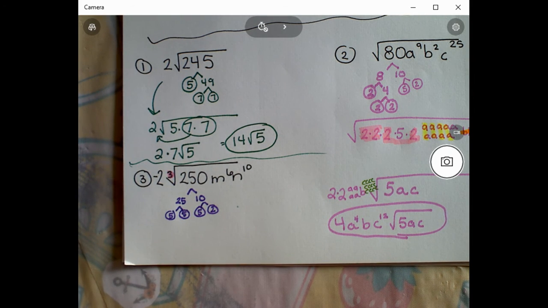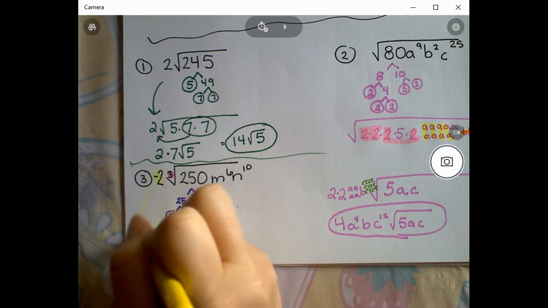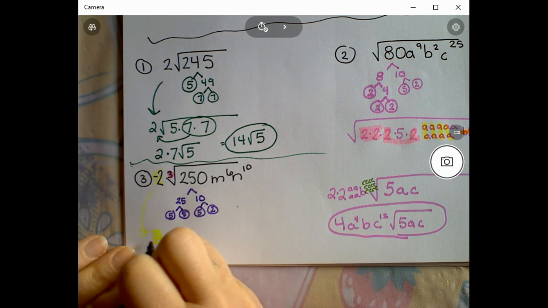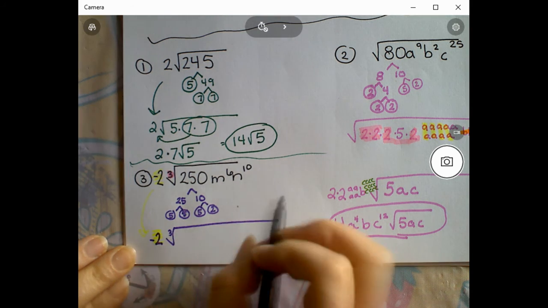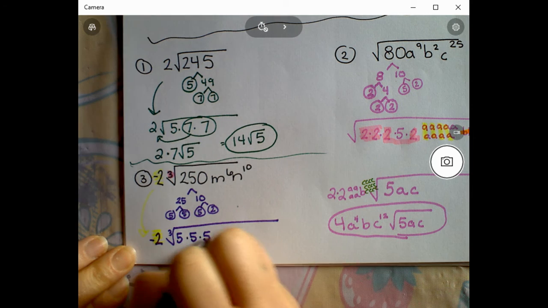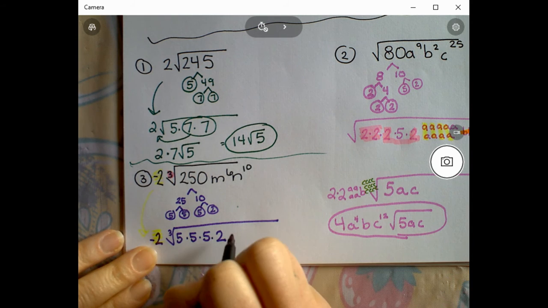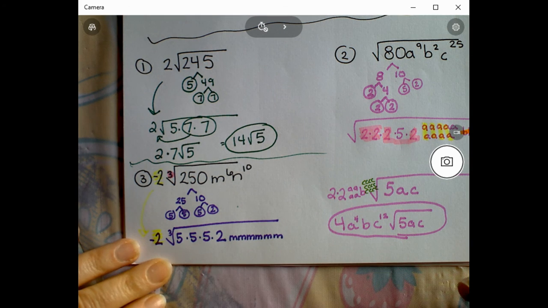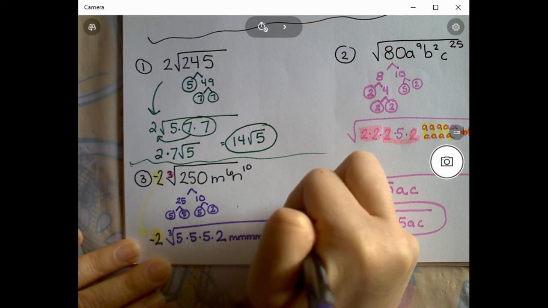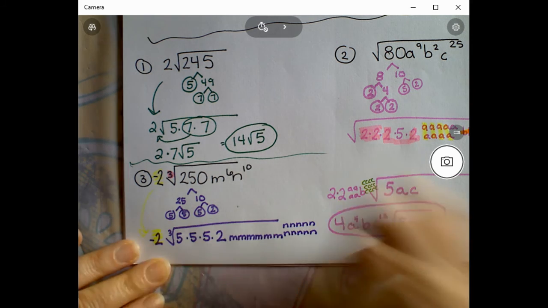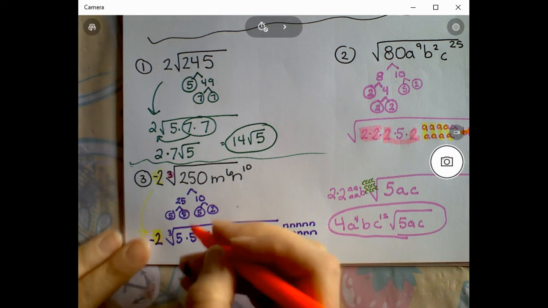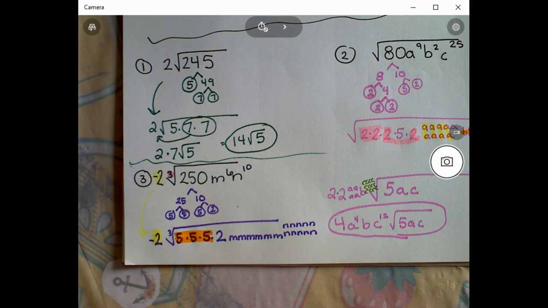Oh, that was easier than I thought. All right, don't forget that this -2 comes along for the ride. All right, so we have that -2 from the beginning and all of our stuff. 1, 2, 3, that's all those. And we have 1, 2, 3, 4, 5, 6 M's and 10 N's. All right, this time is different. We're going to be pulling out groups of 3 of the same. So here we have 3 5's.